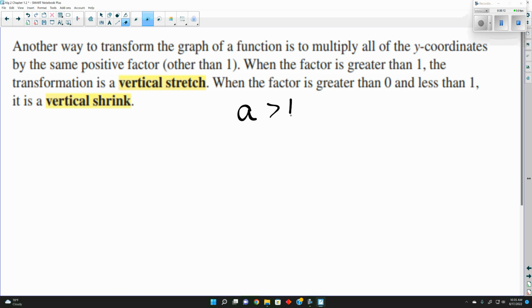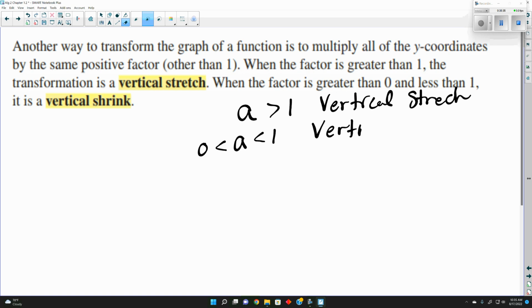If A is greater than 1, it is a vertical stretch. If A is greater than 0 but less than 1, it is a vertical shrink. And we call it a stretch or shrink by whatever that number is. So if it's greater than 1, it's a stretch. If it's less than 1, but greater than 0, it's a shrink.